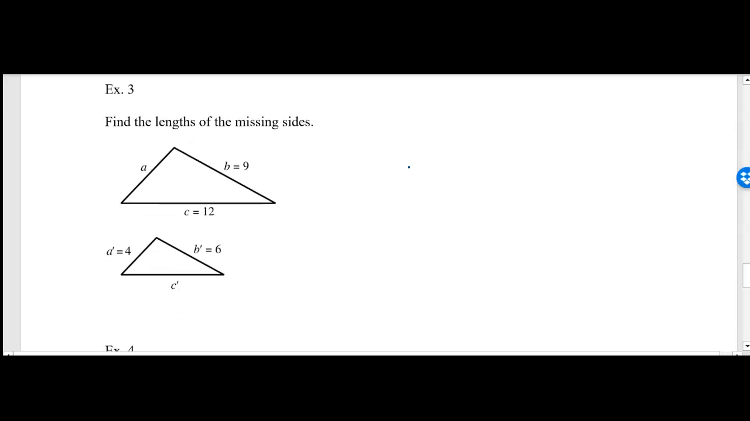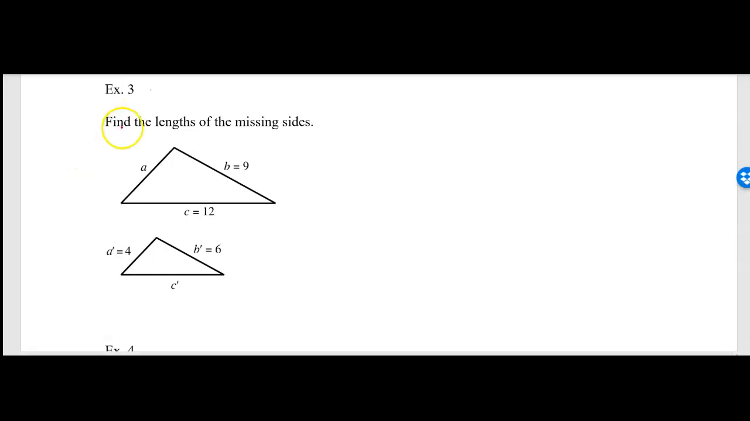So here we have a problem where we want to find the missing sides. We have B and C, but we're missing A. And again, we can't use Pythagorean theorem because this is not a right angle. And here we're missing the C prime. All right, well, one side at a time.